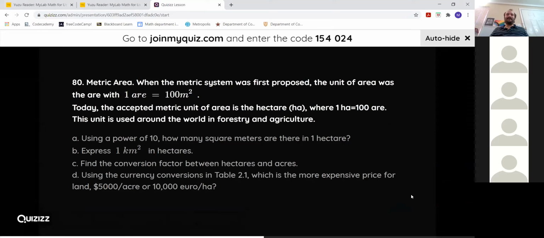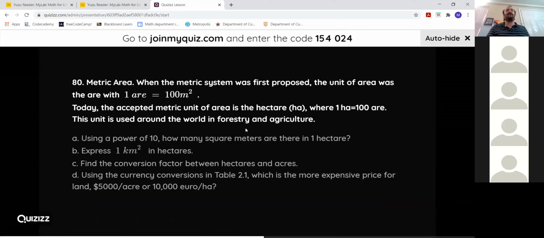When the metric system was first proposed, the unit of area was the R. So now we're going to sound like a pirate on this one, probably. 1 R is 100 meters squared. Today, the accepted metric unit is the hectare, where 1 ha is equal to 100 R. This unit is used around the world in forestry and agriculture.